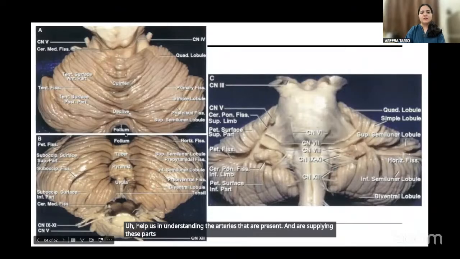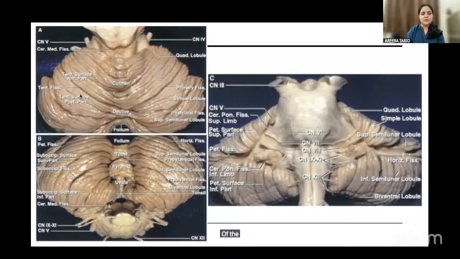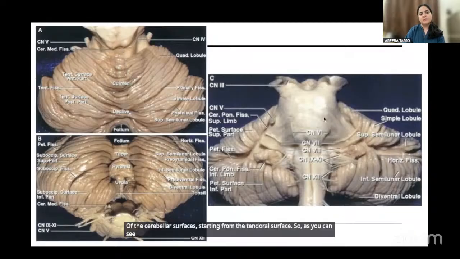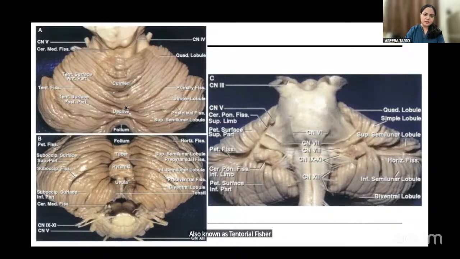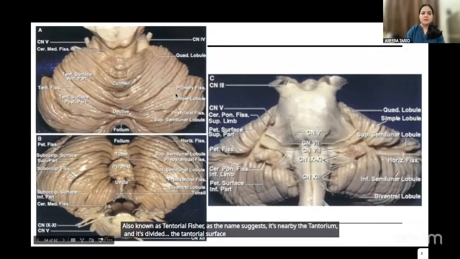So, a very brief and simple review of the cerebellar surfaces, starting from the tentorial surface. As you can see, the main fissure present on this surface is the primary fissure, also known as the tentorial fissure. As the name suggests, it's near the tentorium, and it divides the tentorial surface of the cerebellar hemisphere into an anterior part and a posterior part.